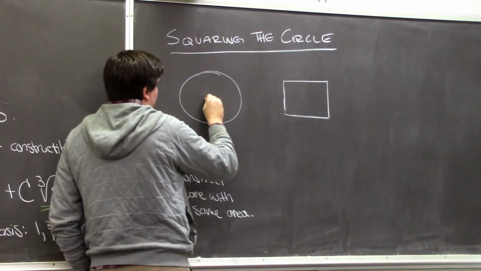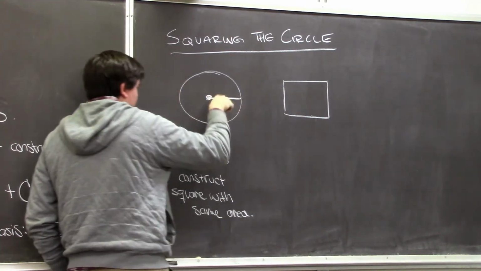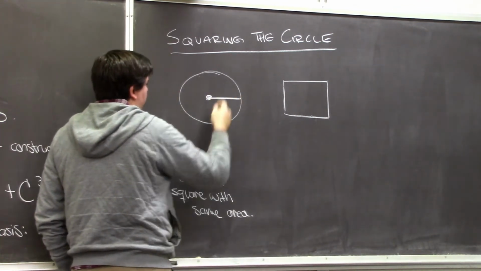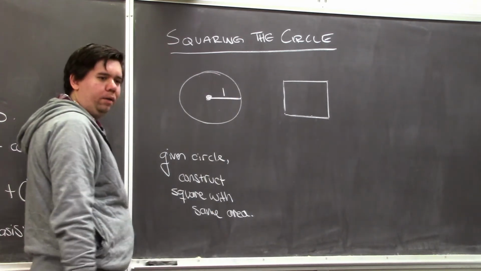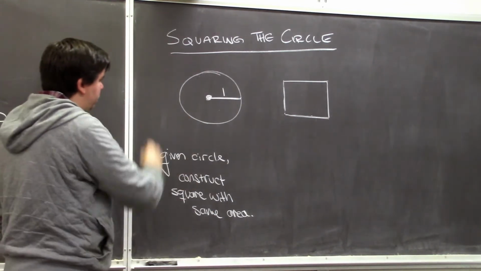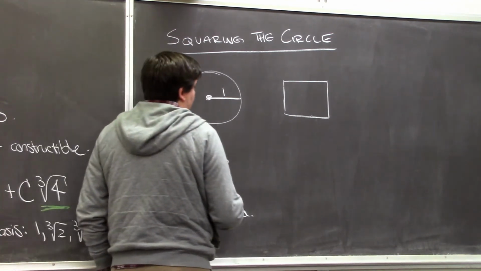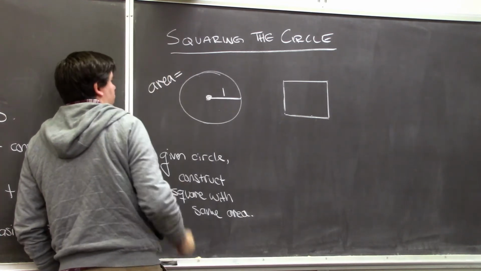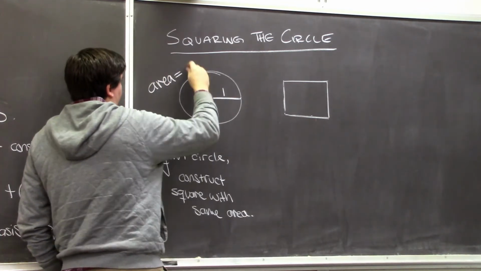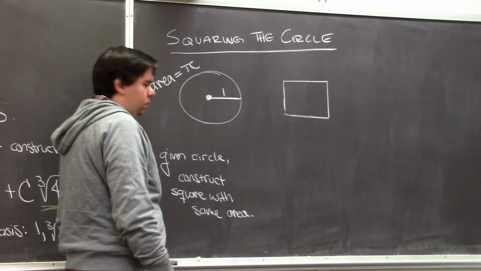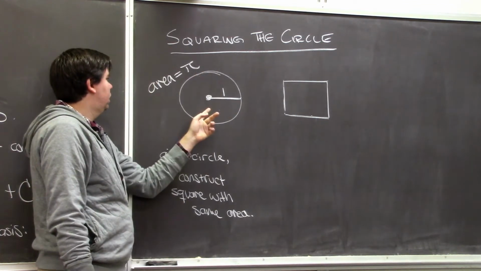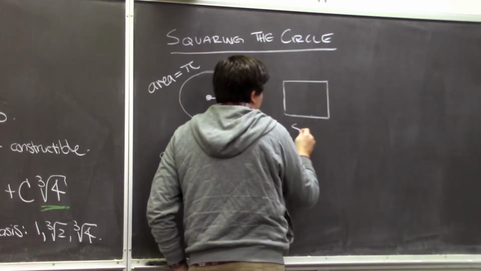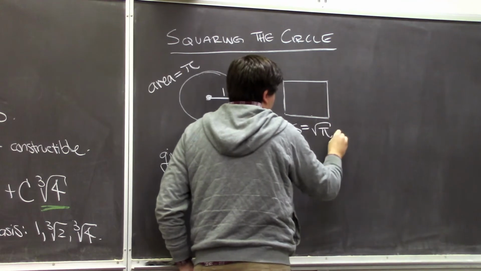Okay, so you're given some circle. I don't know what this distance is. We could just say the radius is unit distance 1, although it's fine if it's something else as well. So the area of this circle is just pi r squared, it's just pi. And so you're given a circle that has area pi. You want to construct a square with area pi, so you need the side length to be the square root of pi.